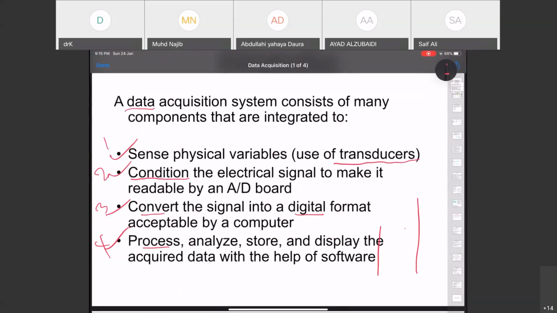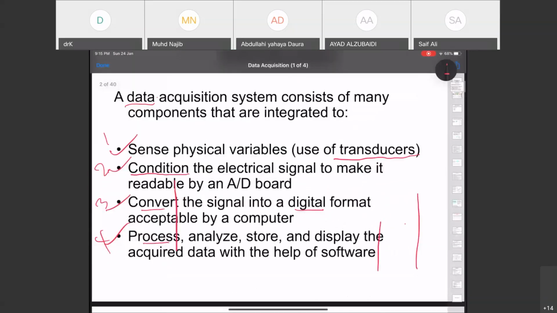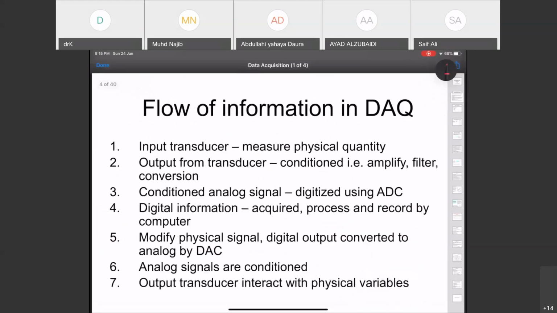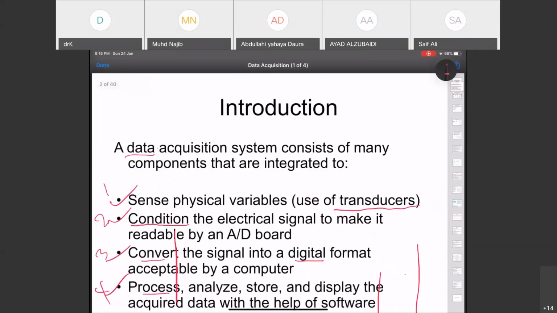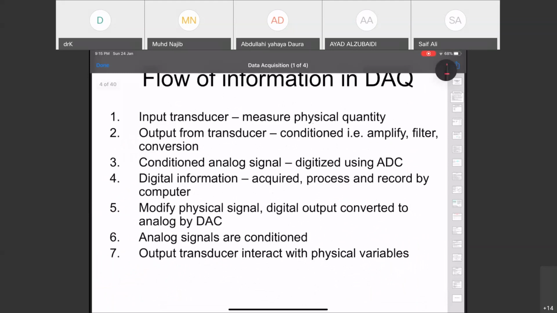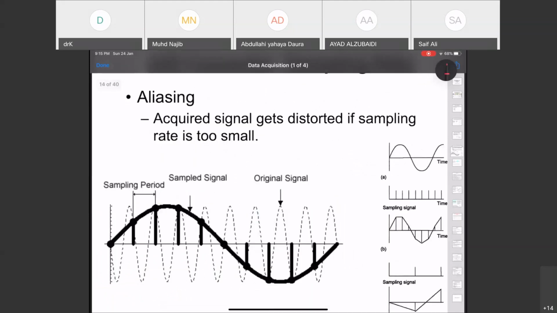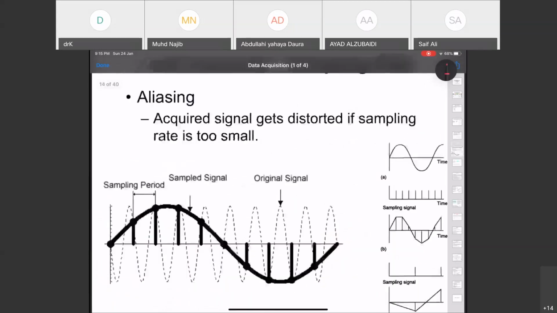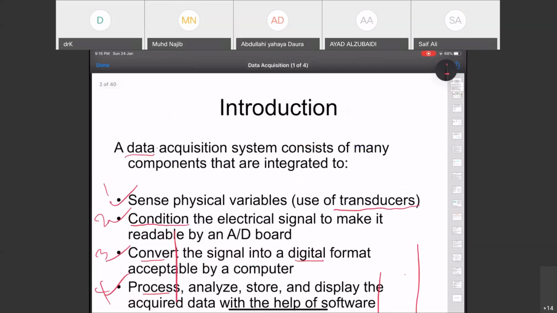Oh, how do I slide this thing? Oh my god. Okay. So this is what we have previously. Sorry, guys. So this is the flow of information. What do I have here basically? Sorry, I'm browsing through the things.